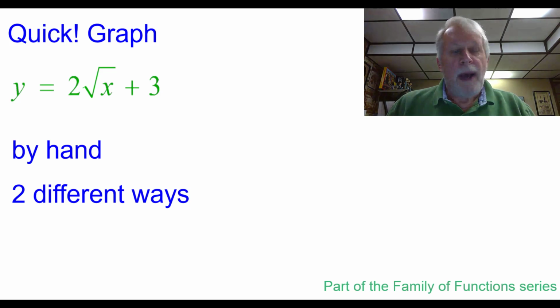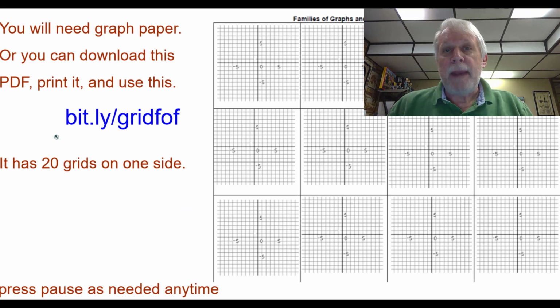Quick, graph y equals 2 times the square root of x plus 3 by hand 2 different ways. This is part of the family of functions series. You will need graph paper, or you can download this PDF and print it. Press pause as needed anytime during the video.